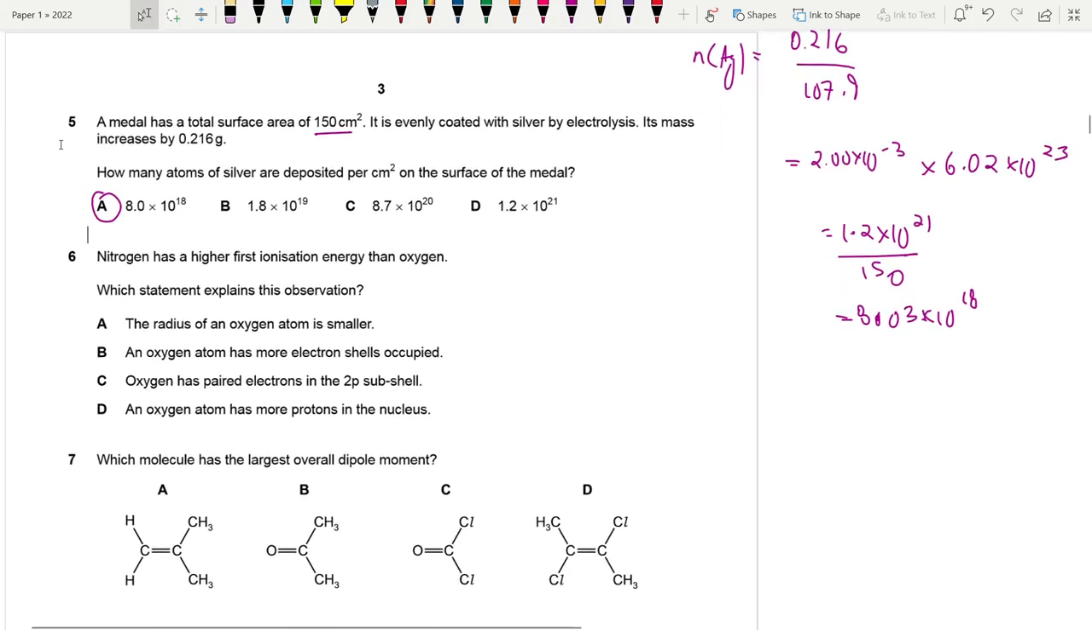6. Nitrogen has a higher first ionization energy than oxygen. Which statement explains this observation? Look at the trend for them. It's like this, right?